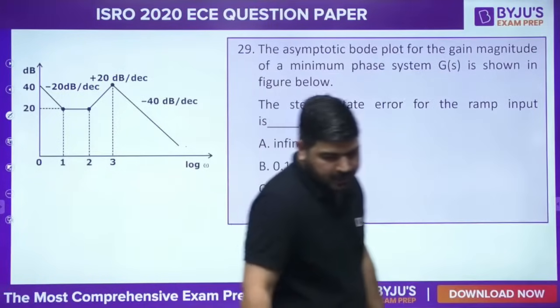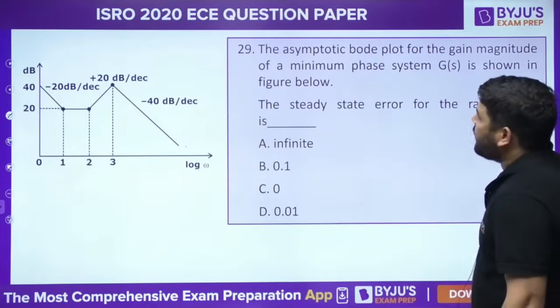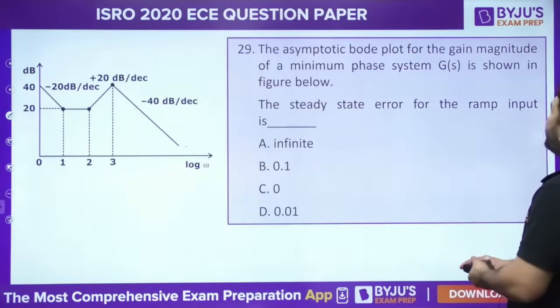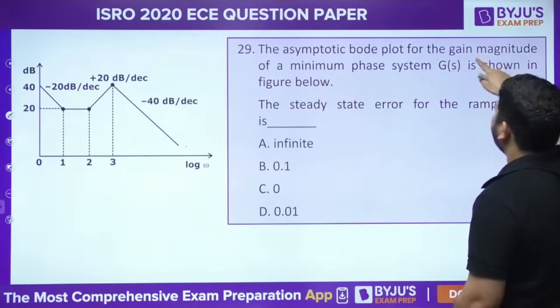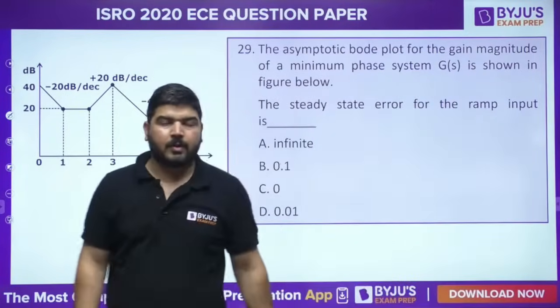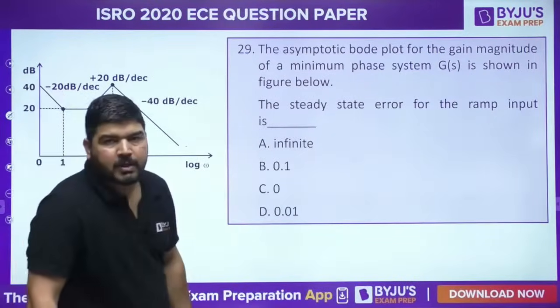Let's come to the next question, guys. This question is from control systems. The asymptotic Bode plot for the gain magnitude of a minimum phase system is given.